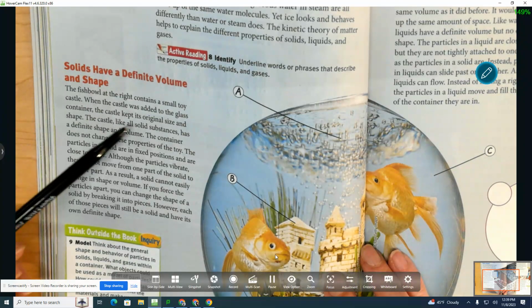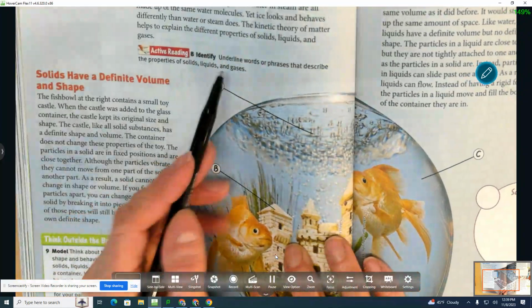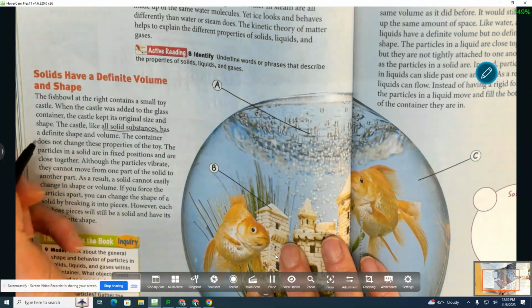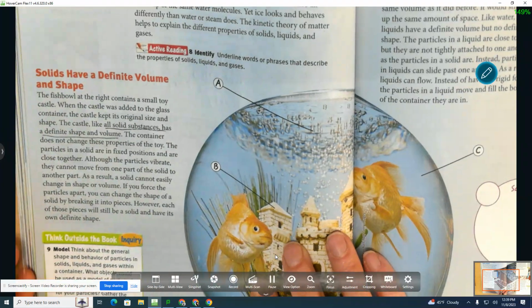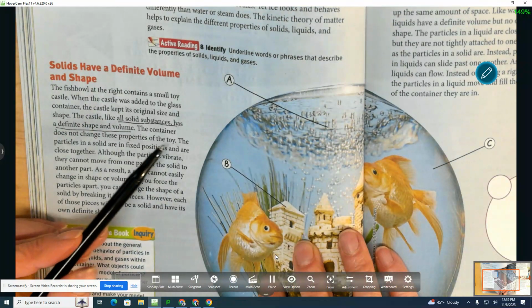The castle, like all solid substances, has a definite shape and volume. So I think that's a characteristic that we can underline. All solid substances have a definite shape and volume. The container does not change these properties of the toy.